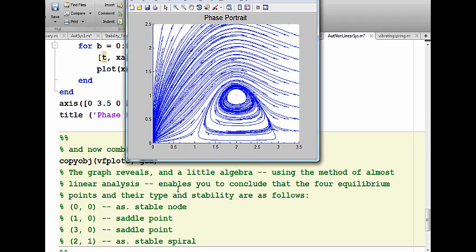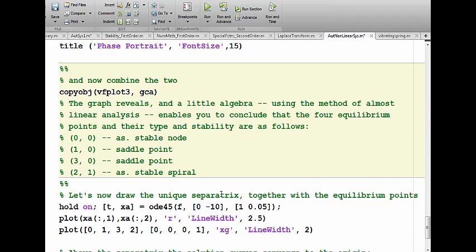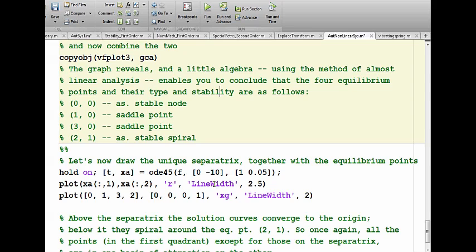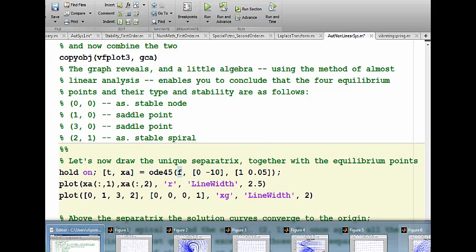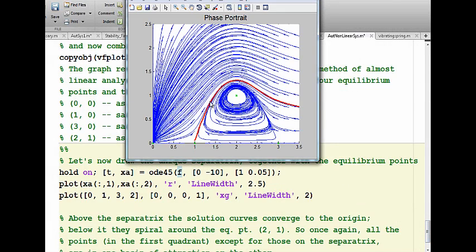Okay, so the graph reveals, same words as before, you can use the method of almost linear analysis to confirm that the origin is an asymptotically stable node. (1, 0) and (3, 0) are saddle points, and (2, 1) is an asymptotically stable spiral point. Now, in this case, it turns out there's one separatrix, and I'm going to draw it. There it is. There's the one separatrix.